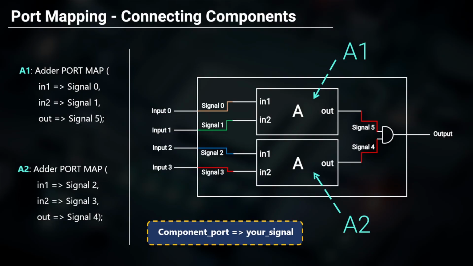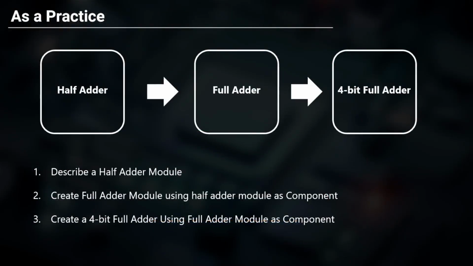Now you know how we can write a component and connect them together. So as a practice, now write a half adder and then use it as a component in a full adder. And when you're finished, use this full adder inside the bigger module, which is called 4-bit full adder.